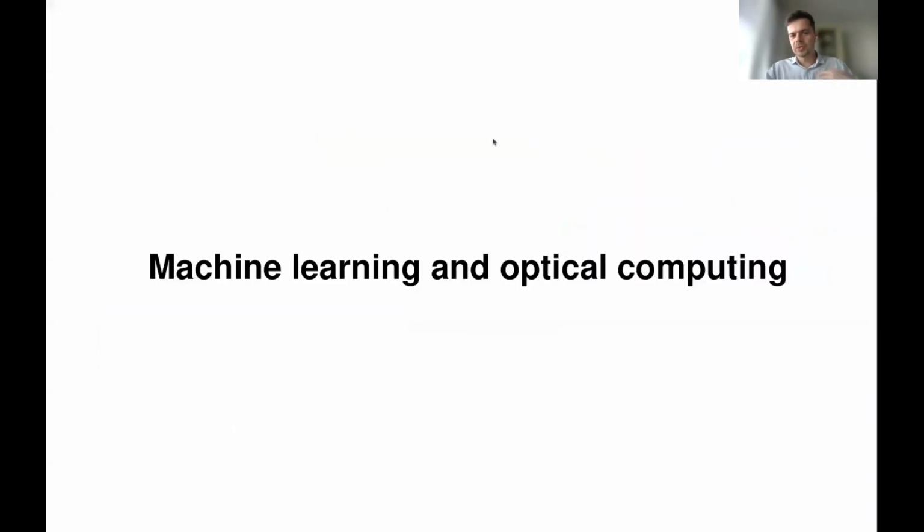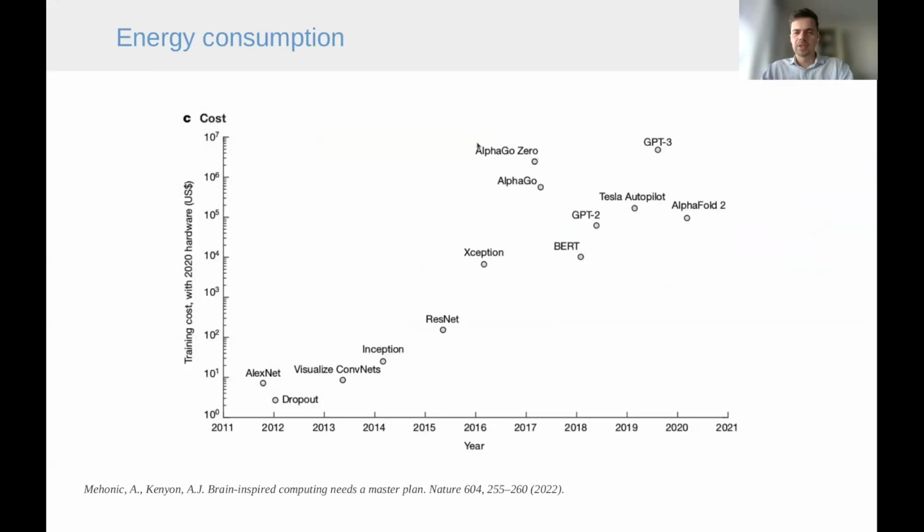But I would like to move on to the, let's say, most interesting topic of my talk, which is about machine learning and using optics for machine learning. For this, I will make a short introduction to machine learning and problems with machine learning. We are aware of very fast development and progress in the field of machine learning and artificial intelligence. But this progress comes at a price.